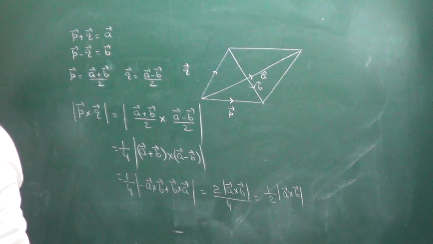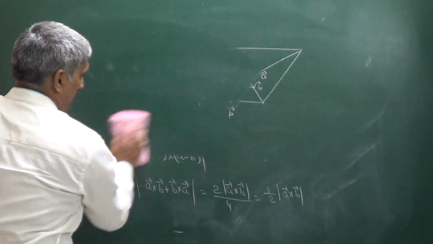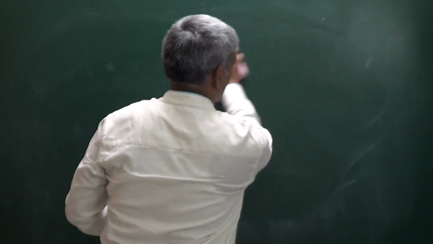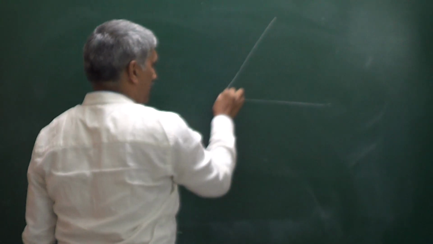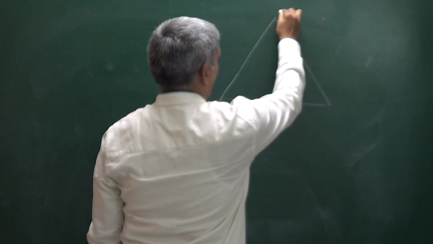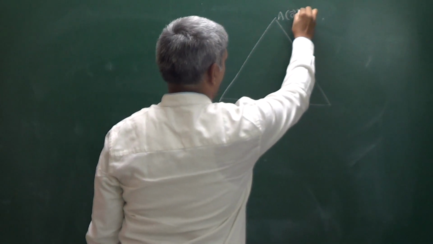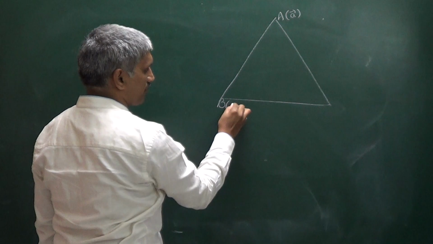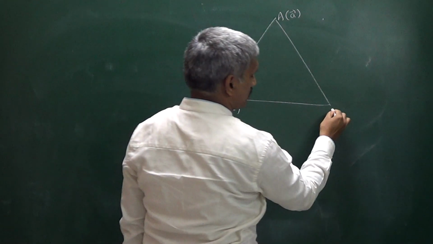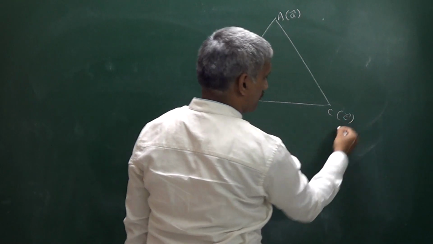Now another discussion here is: 3 points are given whose position vectors are A bar, B bar, C bar. This is a triangle. This point's position vector is given as A bar, and this point's position vector is given as B bar, and this point's position vector is C bar.